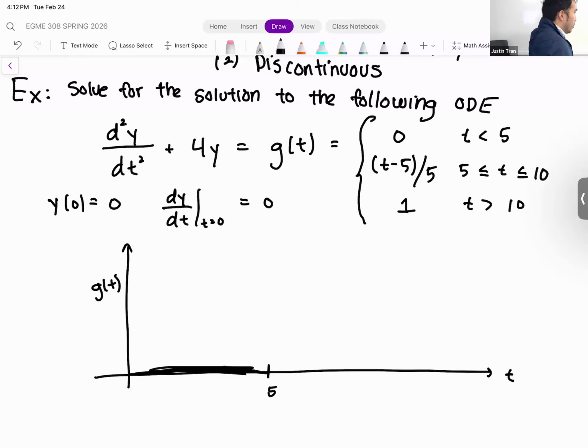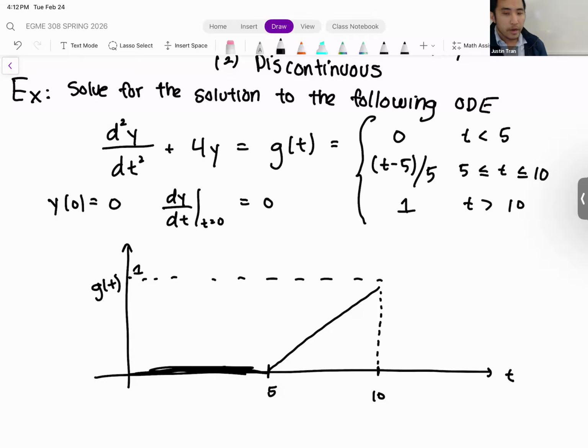So we're basically going to have no action until 5 seconds, and then at 5 seconds, our forcing function is going to start to ramp up. It's going to ramp up to a value of 1 at t is equal to 10. Once our forcing function reaches the value of 1, it's then going to plateau at that value and maintain it for the rest of the problem. So it looks like a ramp essentially.